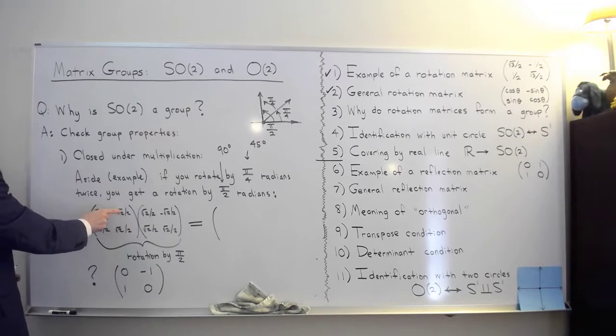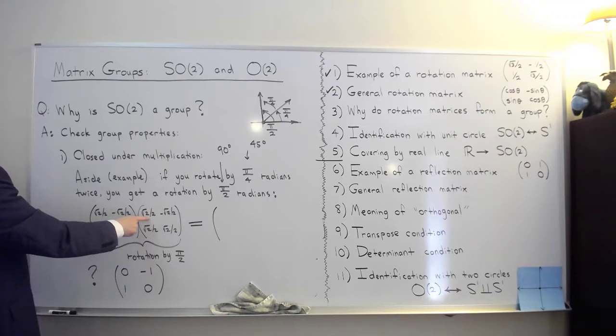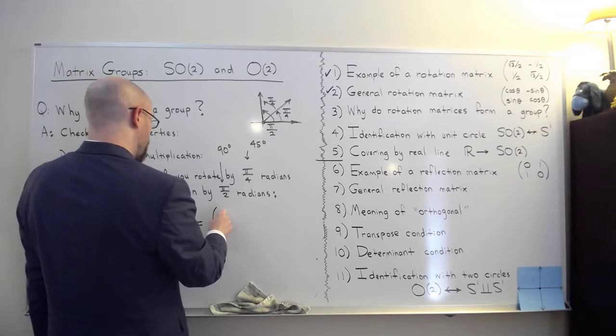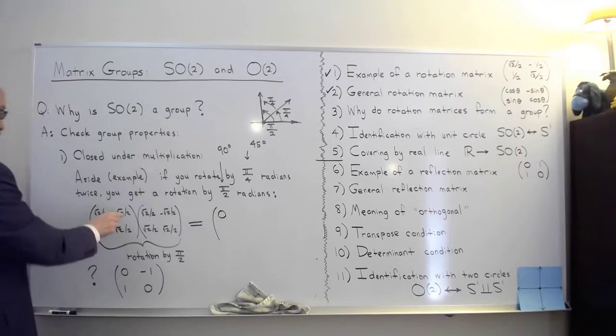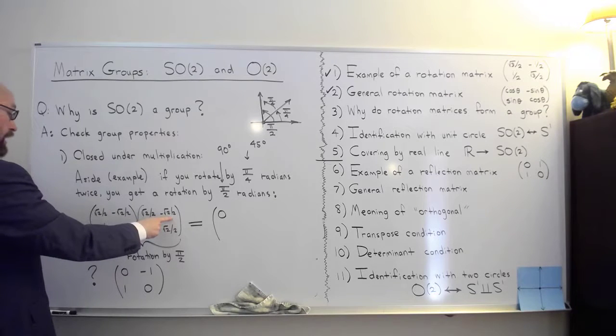Well, take the first row here and the first column here. We get square root of 2 over 2 times square root of 2 over 2, and then we get minus that same thing. So we get a 0 here. This top row, the second column, we get a square root of 2 over 2 times a minus square root of 2 over 2.